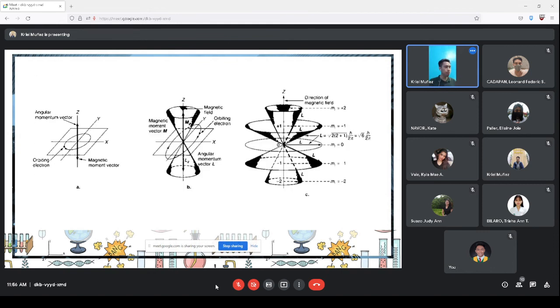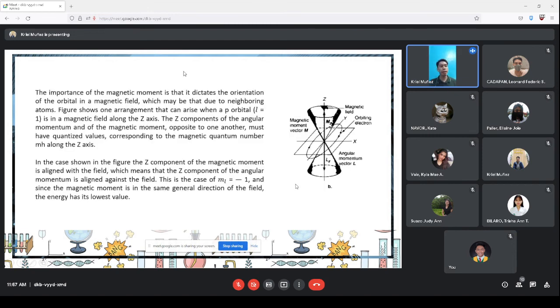Okay? So ito class yung itsura ng ating angular momentum kanina. Ito naman yung ating magnetic vector. So kung ang orbiting electron natin is counterclockwise, it says ang angular momentum natin is up at ang magnetic moment natin is down along the z-axis. So ito naman class yung itsura kapag naka-3D na sila. So ito yung ating kapag ang orbiting electron natin class is clockwise naman, makikita niyo yung ating magnetic moment is up and yung ating angular momentum is down. Okay? So yun. Ito, i-discuss naman natin sila.